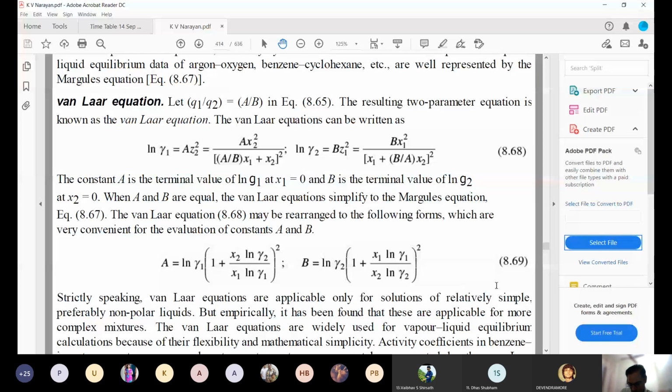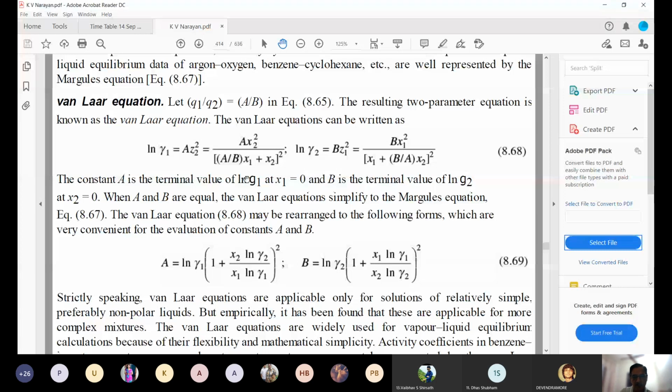Gamma 1 and gamma 2? Gamma 1 0.5074 and gamma 2 0.8119. Okay. So how many people got gamma 1 and gamma 2? I want to see hands. Okay. So once you have gamma 1, gamma 2, you can find out A and B.